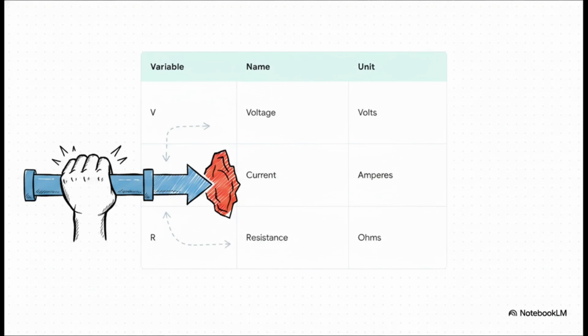To keep things perfectly organized, let's just map out this relationship. V is voltage, measured in volts. This is the push or the pressure in our water pipe analogy. I is current, measured in amperes, that's the flow, and R is resistance, measured in ohms, which is the obstacle. So voltage pushes, resistance fights back, and current is the flow that actually makes it through.